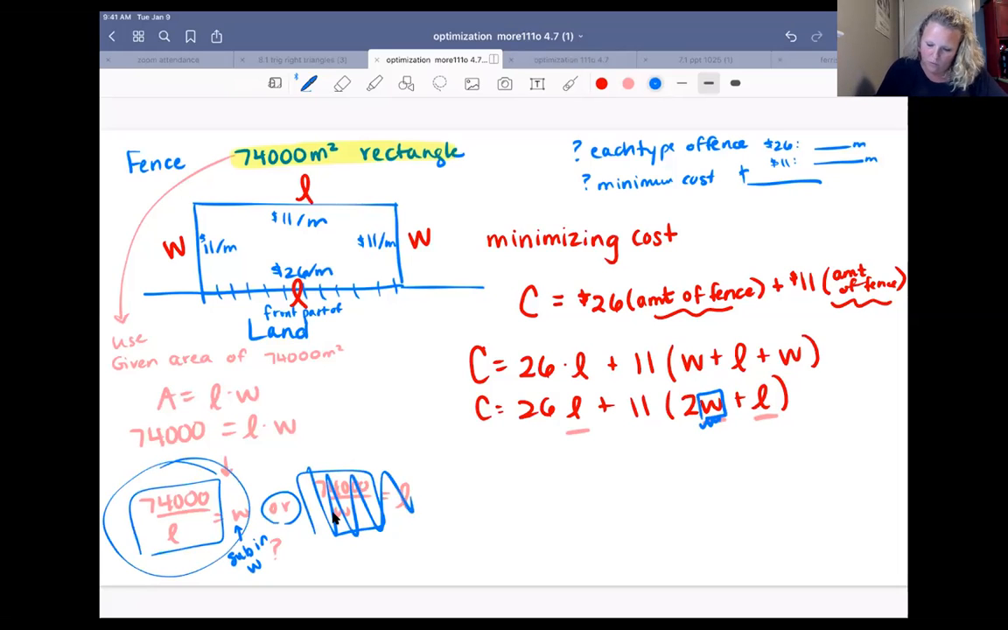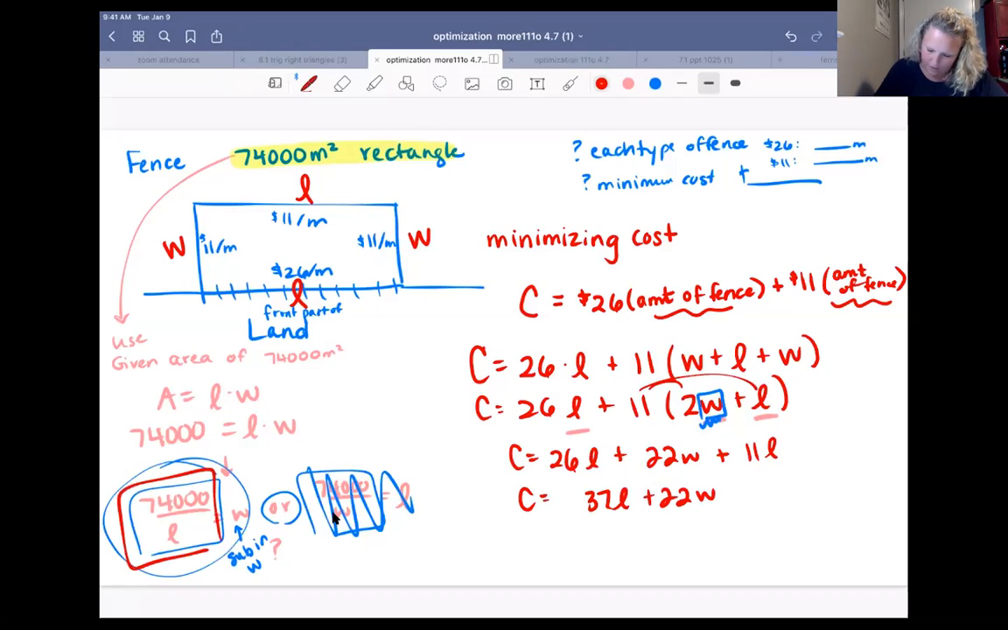Okay, and if you want to, we can distribute this so it's 26 length plus 22 width plus 11 length. We could combine like terms. What's 26 plus 11? 37? That would look better. We can take this 74,000 over L, and it's a substitute.